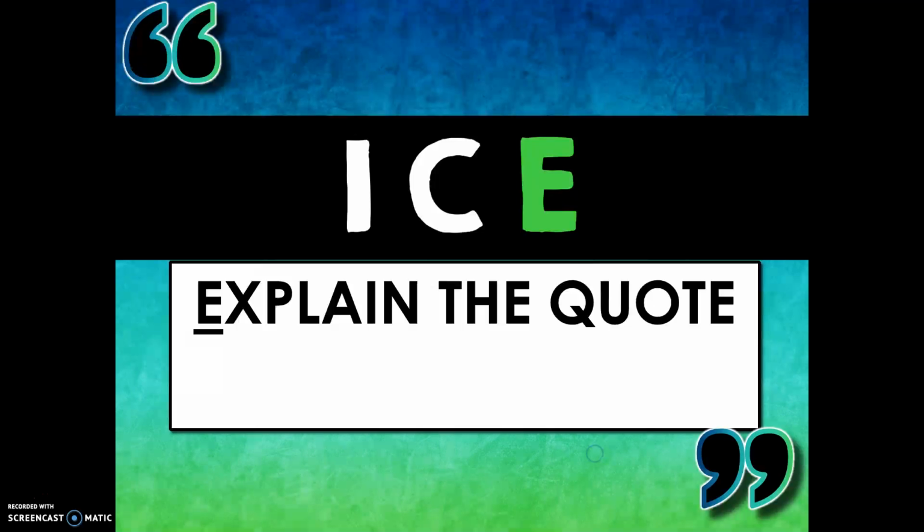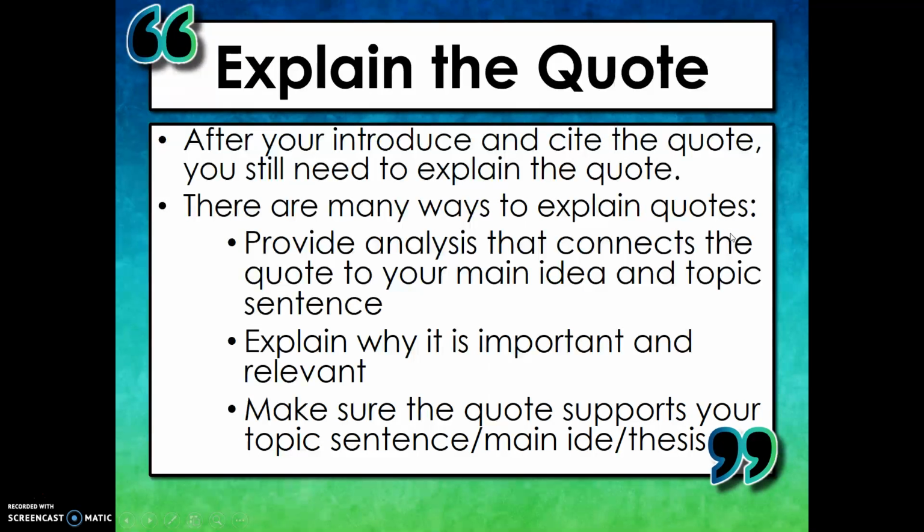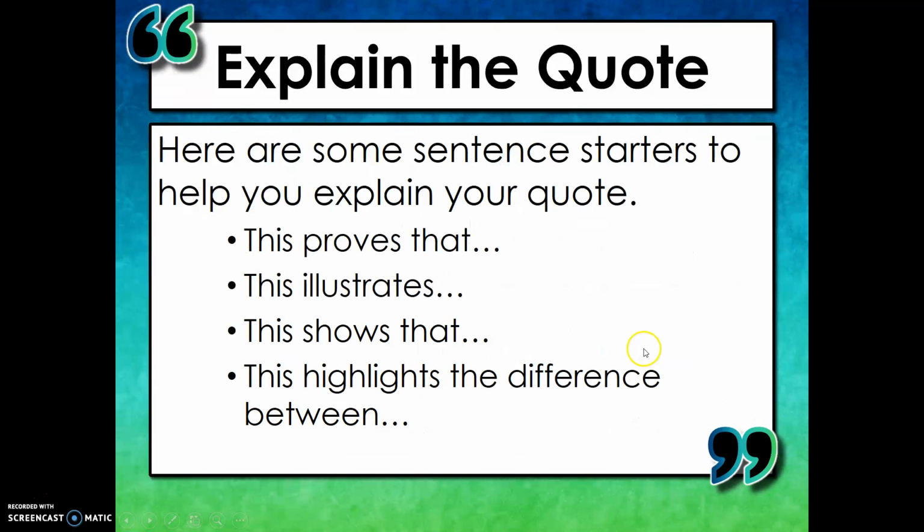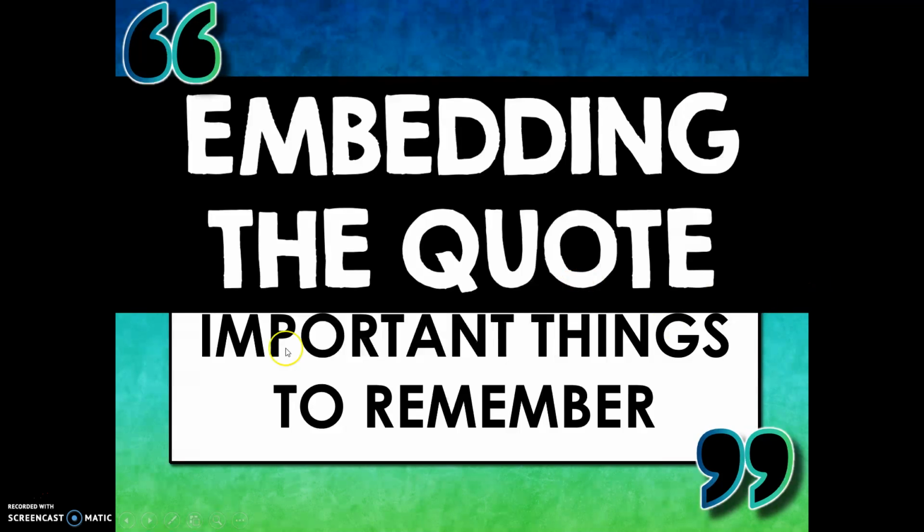So here it is. So make sure you are explaining your quote. So after you introduce and cite your quote, you still need to explain it. So you're going to provide analysis that connects the quote to your main idea and your topic sentence. You're going to explain why it is important and relevant, and you're going to make sure that the quote supports your topic sentence or main idea. So you can just start the next sentence right after your quote by saying, this proves that, or this illustrates, or this shows that, or this highlights the difference between. Okay, so whichever one of these you'd like to use.